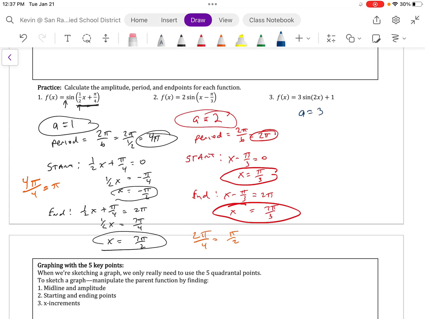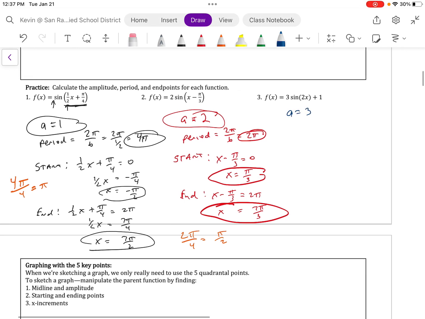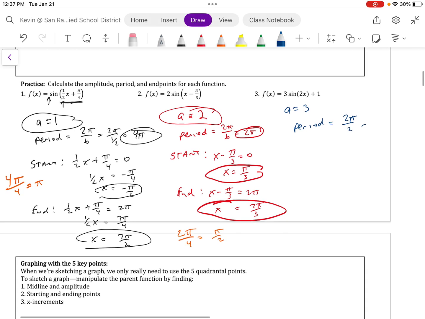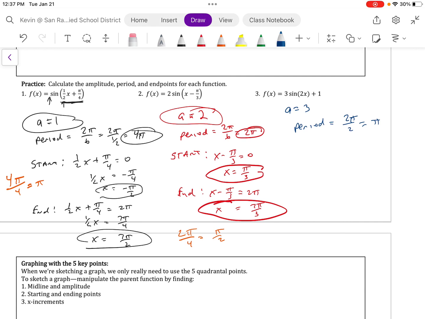Okay, so let's do the last one here. Amplitude equals 3, and then our period equals 2 pi divided by 2, so that's going to equal pi. It didn't ask us about our midline, but I want to point it out since it's right there. So our midline is y equals 1. In other words, our graph is shifted up.